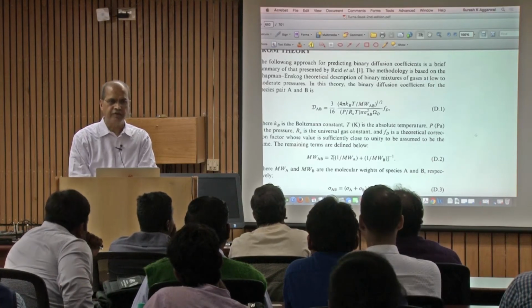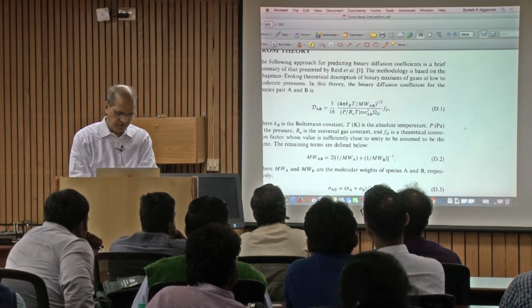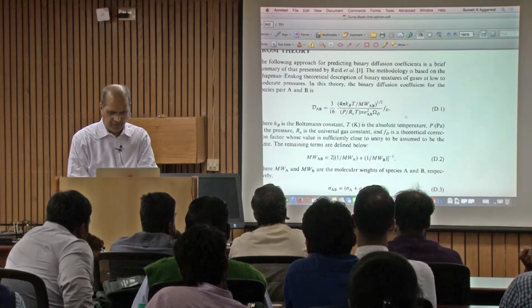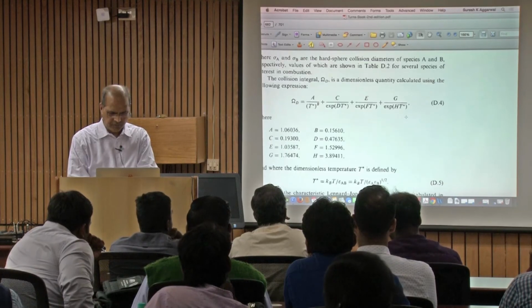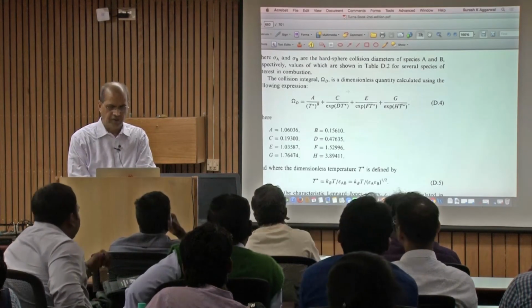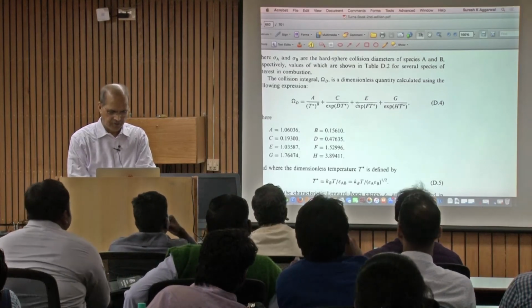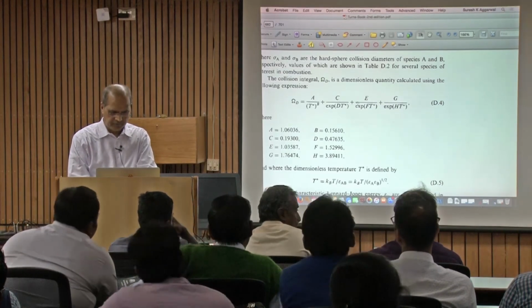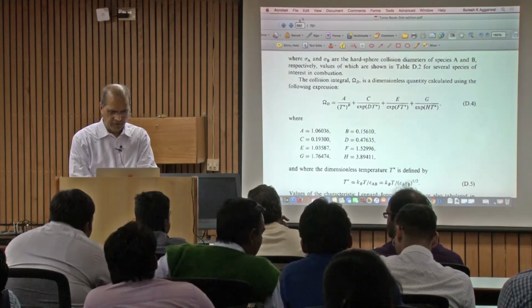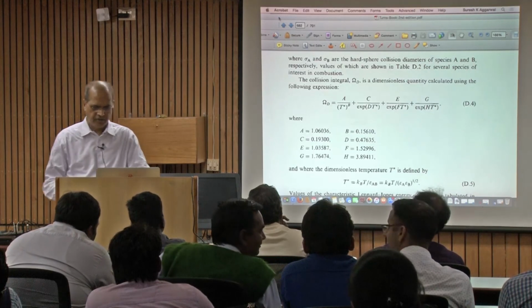This is the equation we were discussing earlier in this lecture. The diffusivity DAB. So these are those collision integrals. This is how they appear. Collision diameter, collision integral. All right.